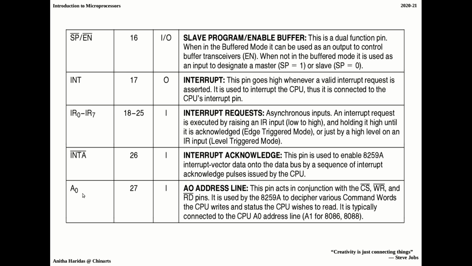Then finally we have the A0 address line. This acts in conjunction with the chip select, write and read pins. It is used by the 8259A to decipher various command words the CPU writes and status the CPU wishes to read. It is typically connected to the CPU A0 address line, and A1 for the 8086 and 8088, right? So this is used along with the chip select and read write values.